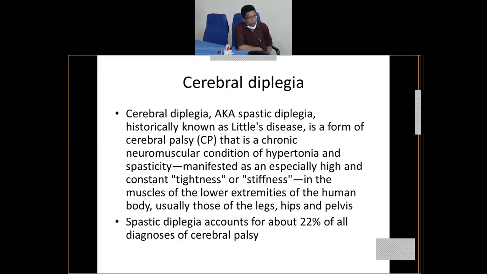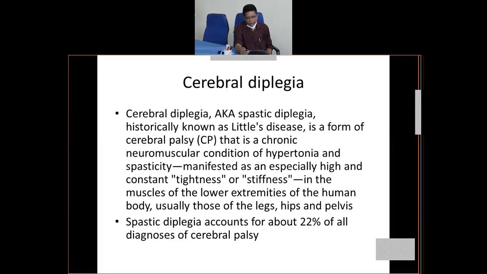It's a form of cerebral palsy, a chronic neuromuscular disease of hypertonia and spasticity, which manifests as especially high and constant tightness or stiffness in the muscles of the lower extremities of the human body, usually those of the legs, hips, and pelvis. In pediatric neurology, you have come across cerebral palsy. It is one of the most important causes of cerebral palsy.